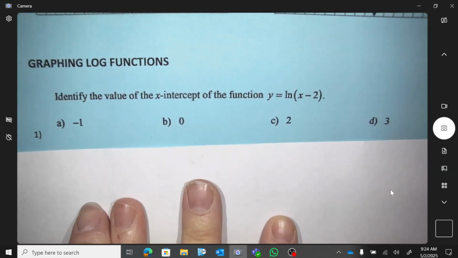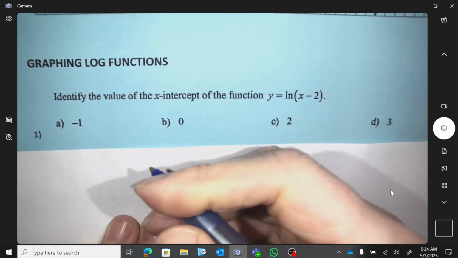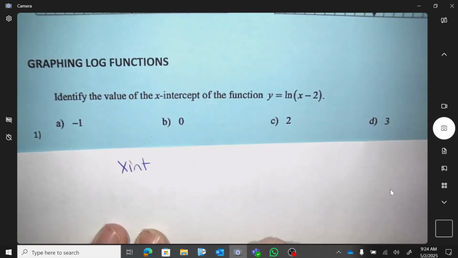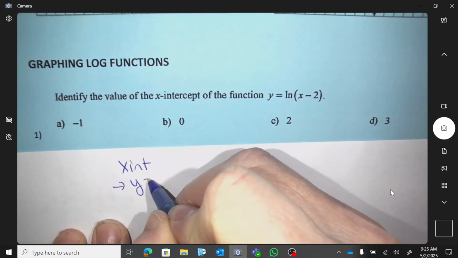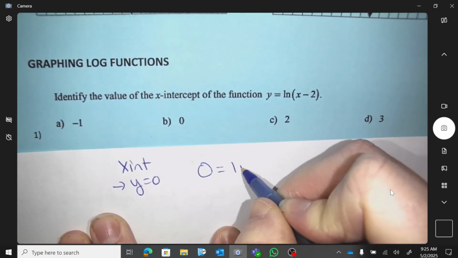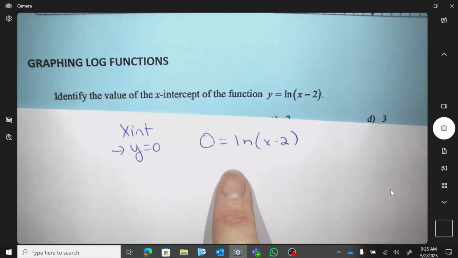Okay, graphing a log function. So this question says, what's the x-intercept? Okay, what's the definition of an x-intercept? You should always do what, no matter what graph you're on? Make y 0. So here I go. I made the y 0.